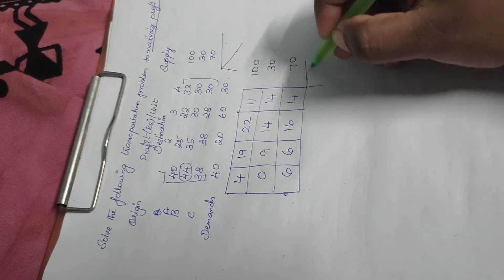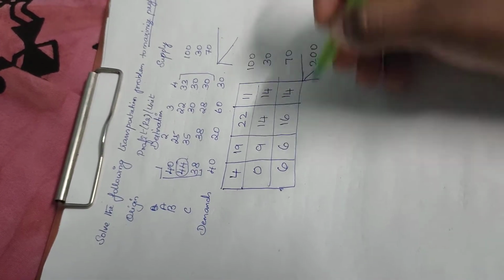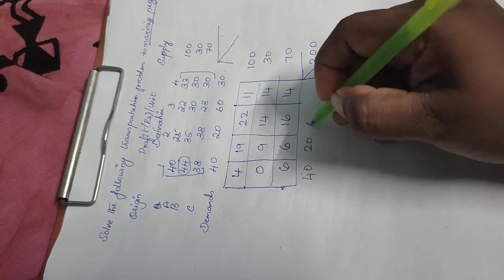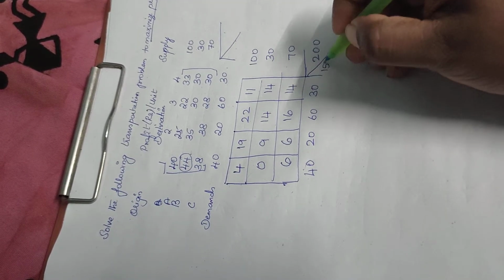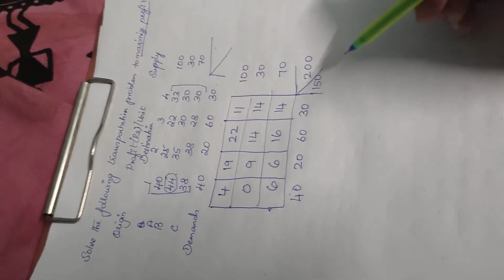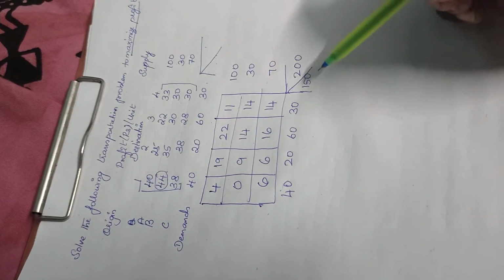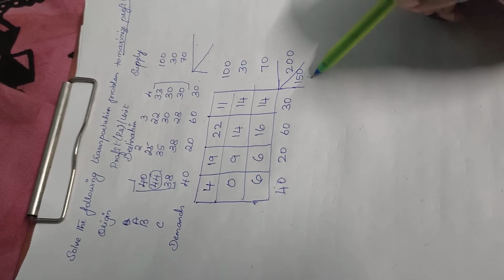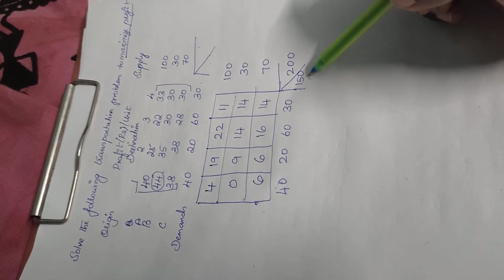As usual, I'm going to check whether it is balanced. This makes it 200. So this problem, if you notice, is not only a maximization problem, it's also an unbalanced problem. So you have a demand shortage of 50. So we are going to now compensate this 50.